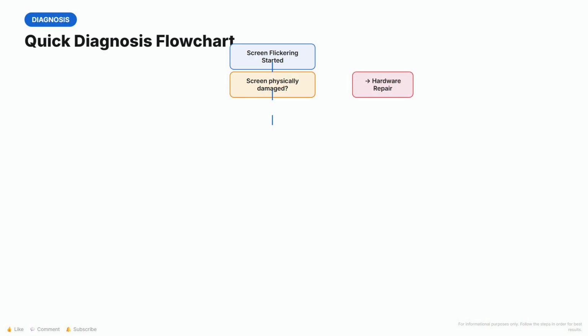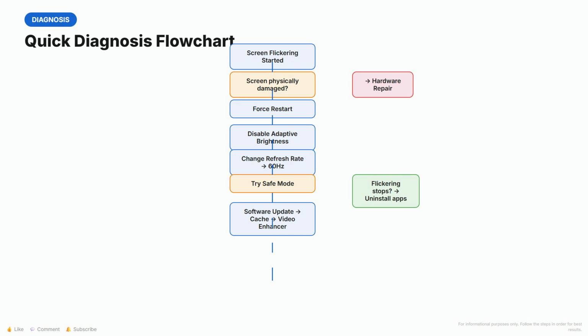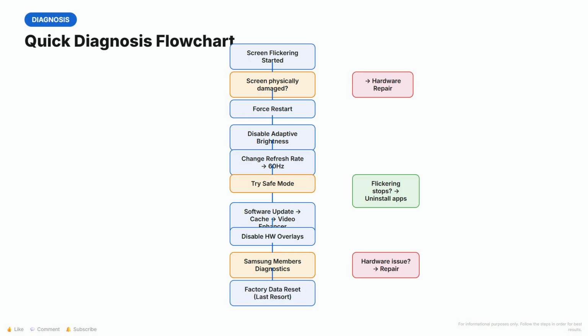Here's a quick diagnosis flowchart to guide you. First, check if the screen is physically damaged. If yes, go straight to hardware repair. If not, start with a force restart. If flickering continues, disable adaptive brightness, then change the refresh rate to 60 Hz. Next, try safe mode. If flickering stops there, uninstall recent apps. If it continues, check for software updates, clear the cache partition, disable video enhancer, and disable hardware overlays. Then, run Samsung Members Diagnostics. If a hardware issue is found, seek repair. Otherwise, try a factory data reset as the final software fix.